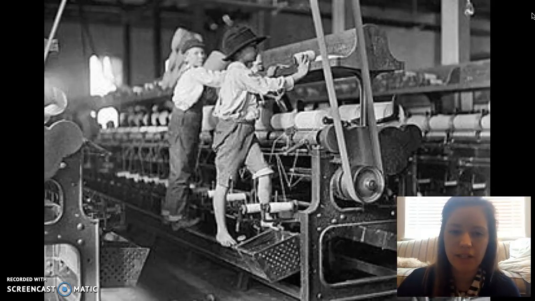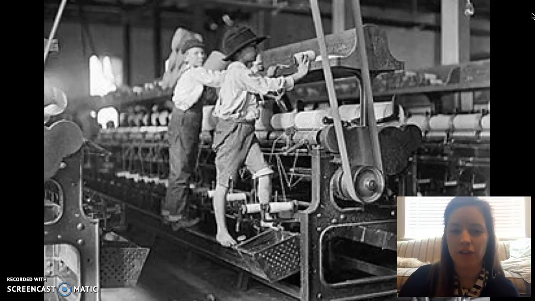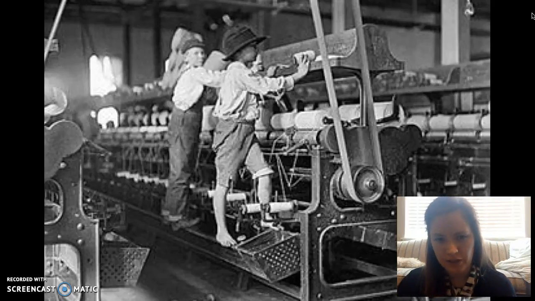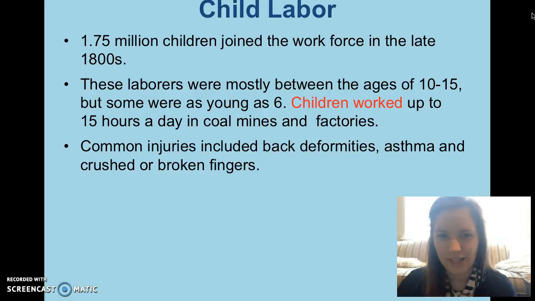Okay. Here is another picture of children working in more of a factory in an industrial situation. This was, albeit safer than mining, there were still many injuries, loss of fingers and toes and things, as you can see. He's not even wearing shoes. Silly.